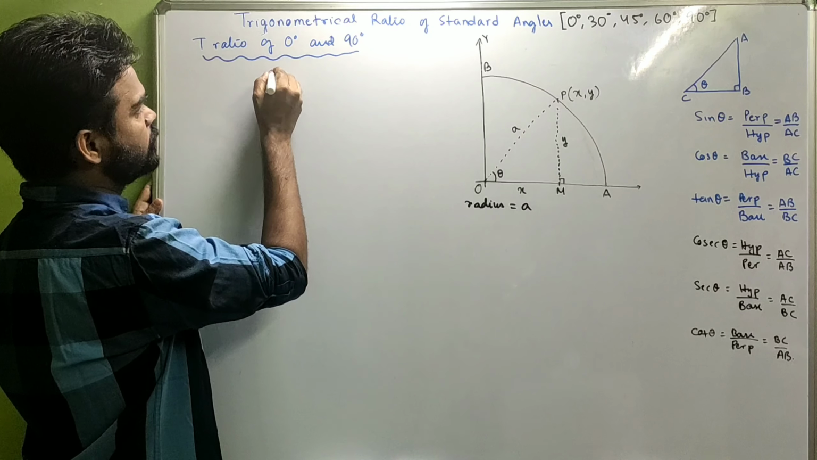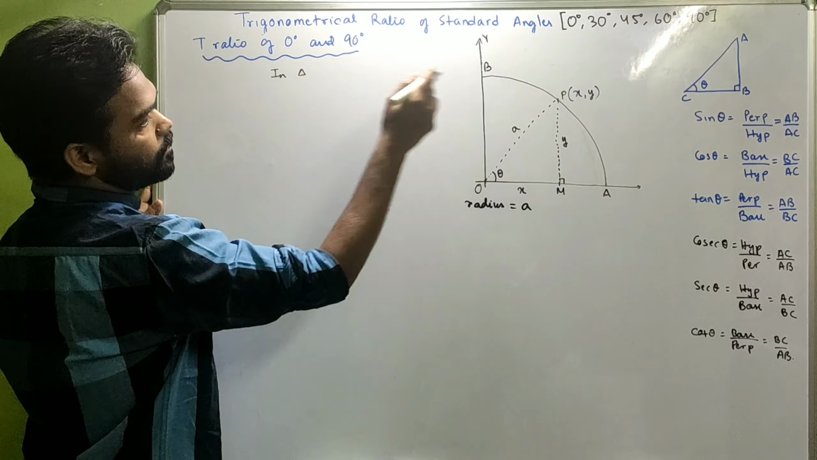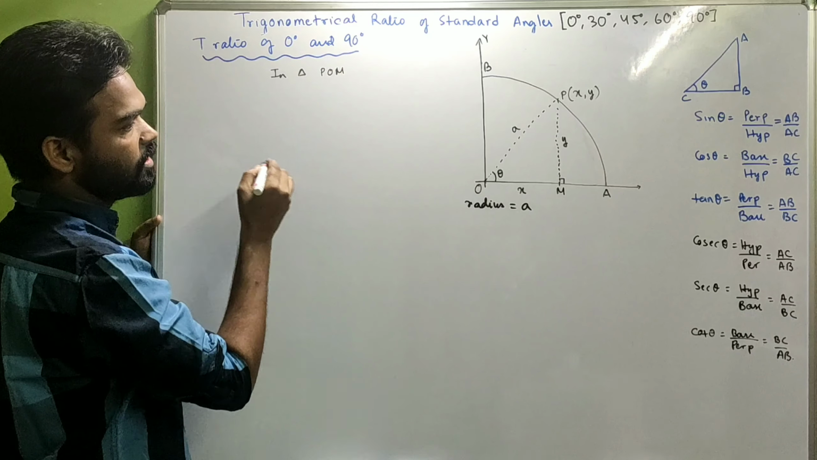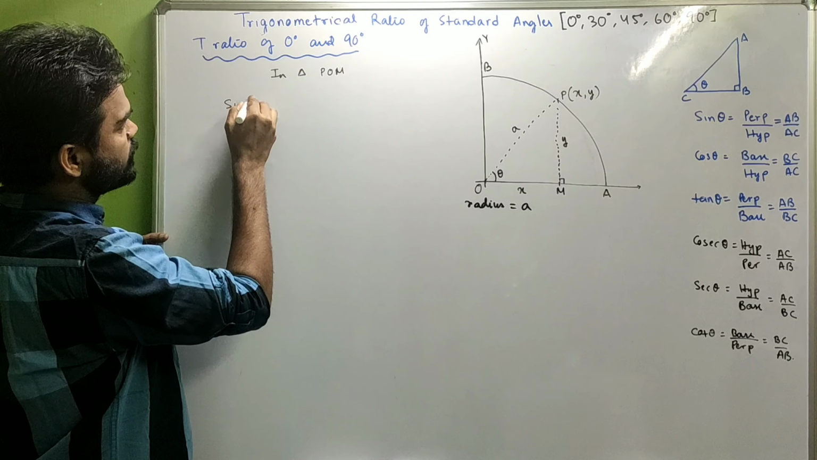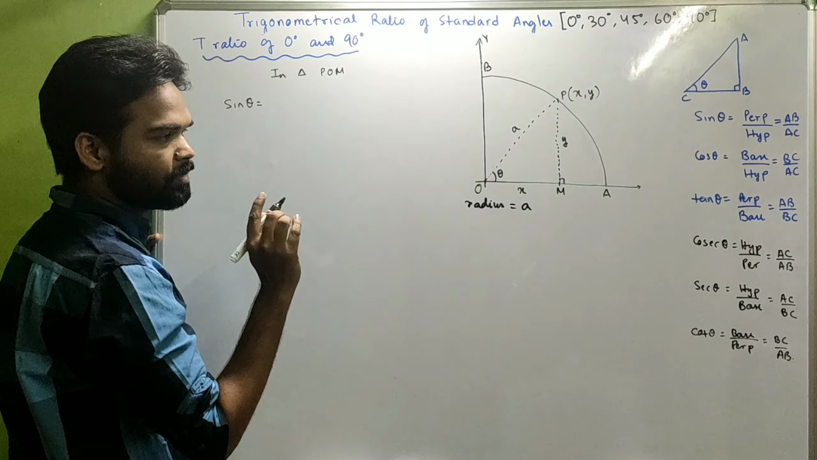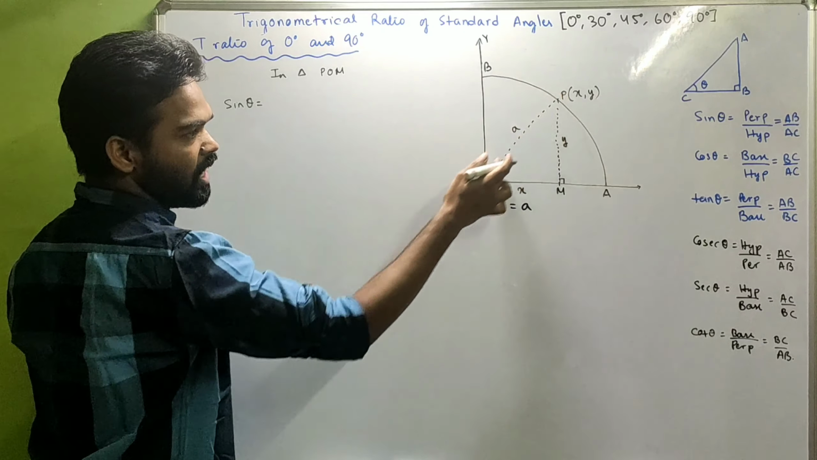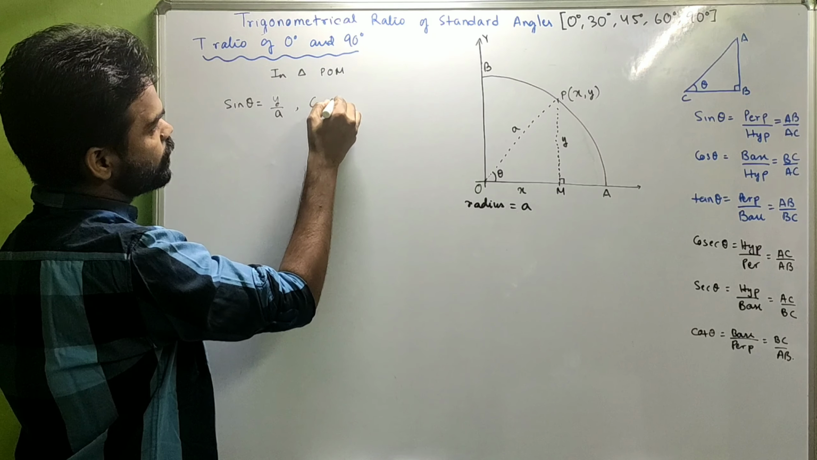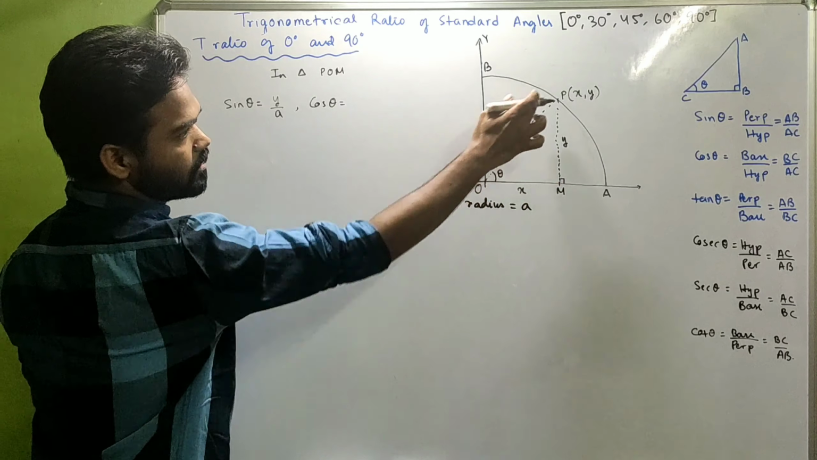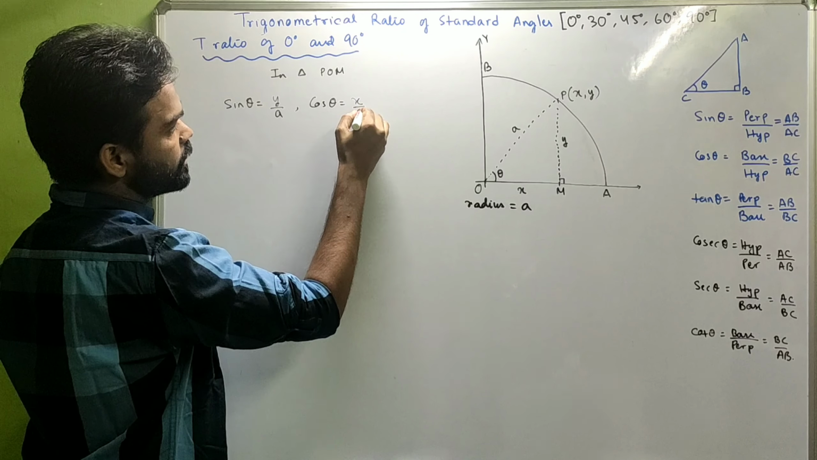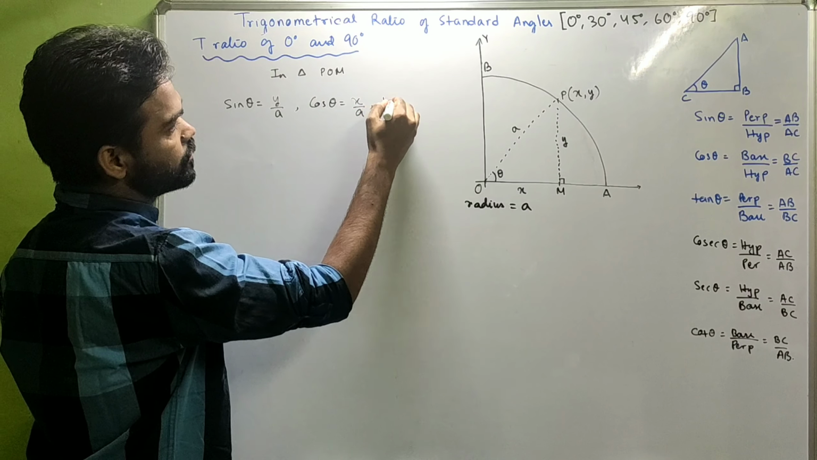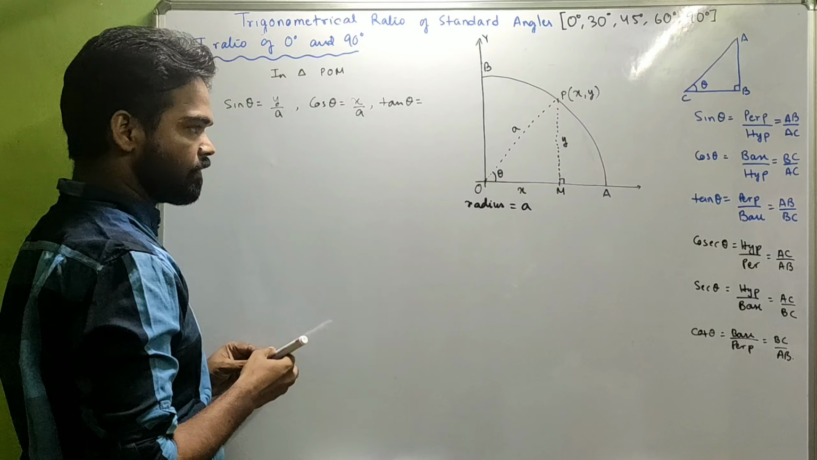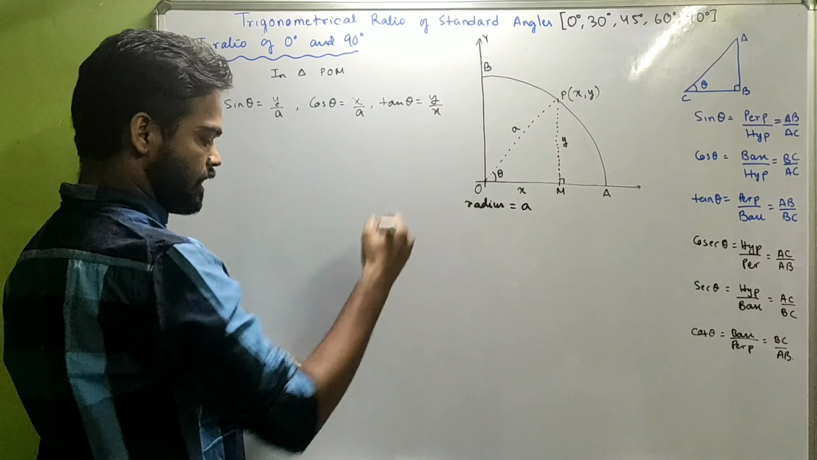Now look at triangle POM. If I tell you, find the value of sin theta, perpendicular by hypotenuse, y by a. If I tell you cos theta, base by hypotenuse, x by a. If I ask you tan theta, perpendicular by base, that is y by x.